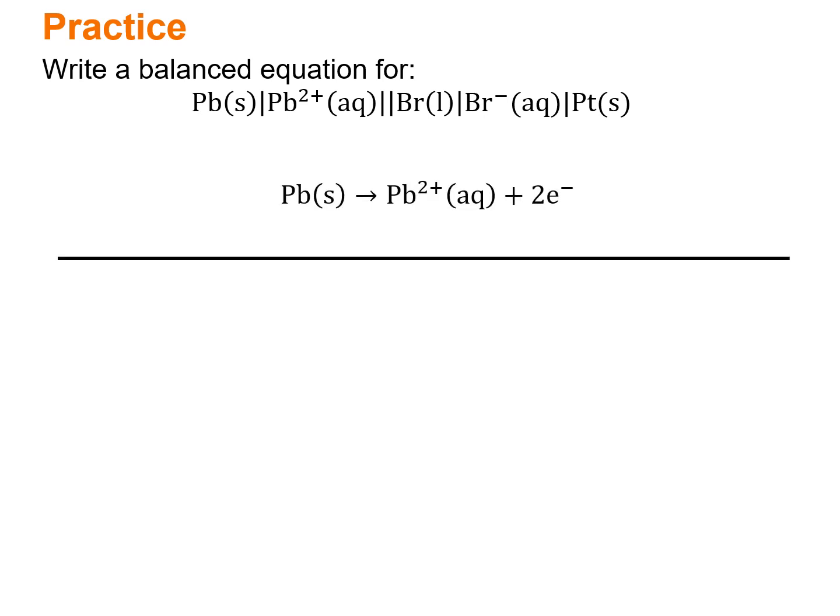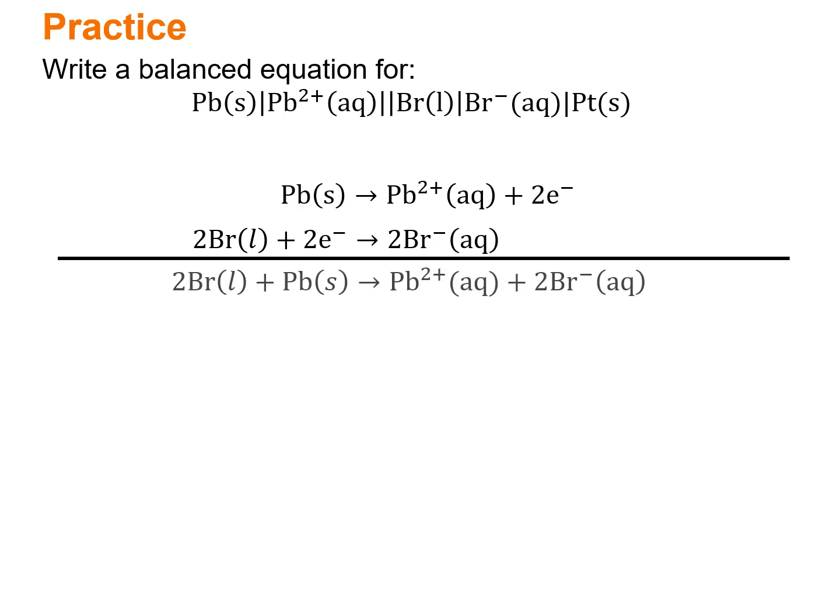So if we're looking to balance this, then it's just lead going to lead 2+ plus 2 electrons. If we're looking at the bromine, it's just bromine plus 2 electrons to go to 2 bromides. Summing those up, we end up with the overall reaction of bromine liquid reacting with lead solid to form lead 2+ and bromide.